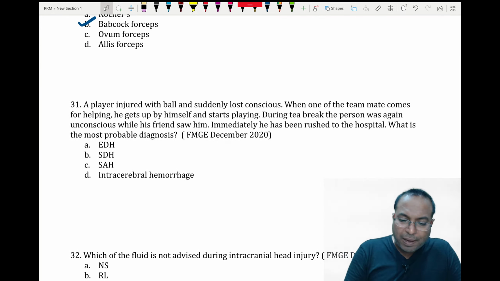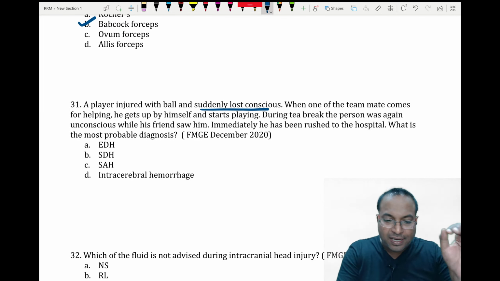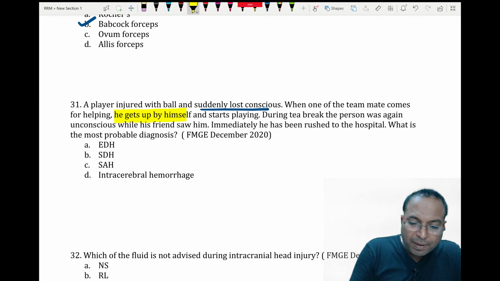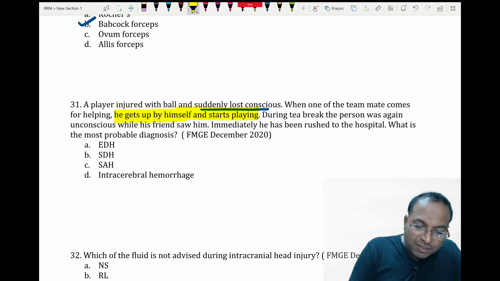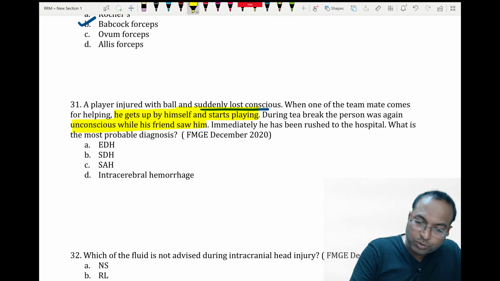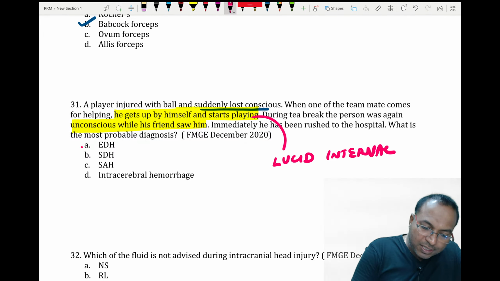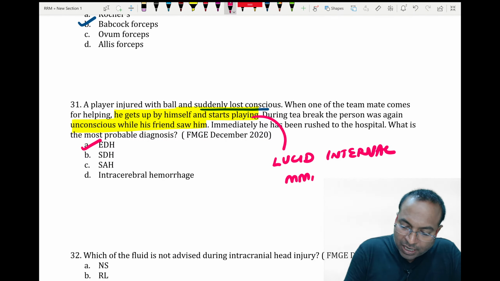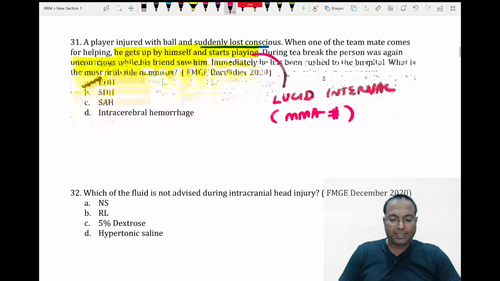See again, next question. A player is injured with a ball and suddenly loses consciousness when one of the teammates comes to help. See, understand this catch point here. He gets up by himself and starts playing. Very interesting. After a head injury, he gets up by himself and starts playing. During the tea break, the person was again unconscious when his friend saw him, and was immediately rushed to the hospital. What is the diagnosis? This is what we call the lucid interval. This phenomenon of lucid interval is a feature of extradural hemorrhage, seen in middle meningeal artery rupture.